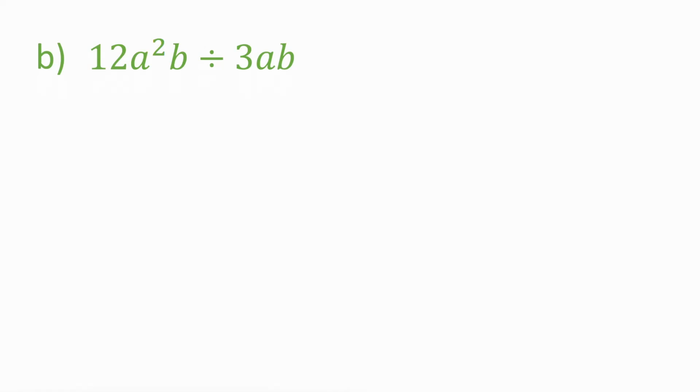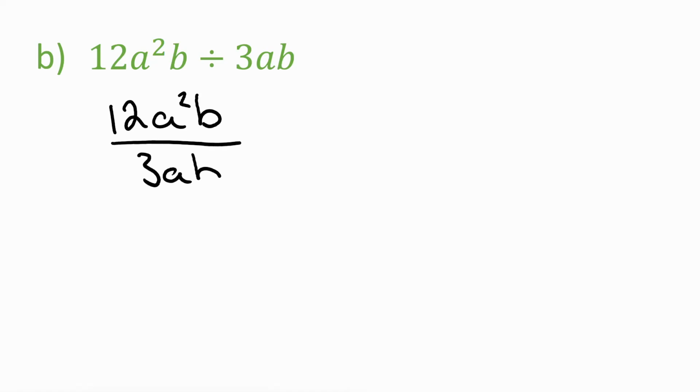Sometimes you'll see it expressed like this. All we need to do here is turn it into a fraction first. So 12a squared b over 3ab. The b's can cancel out. Now a squared over a. Sometimes I like to think of it as, there's two a's on the top and one a on the bottom.